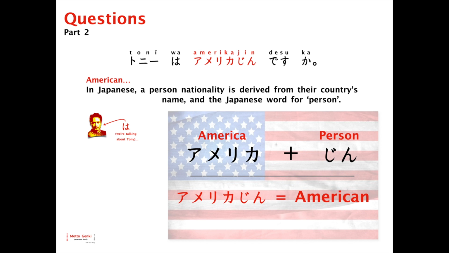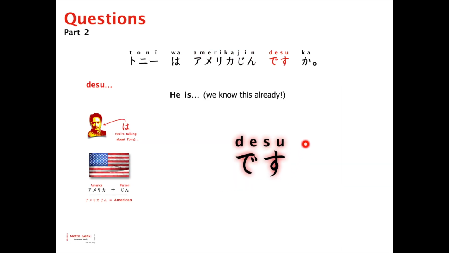In this one, we're saying that Tony is something to do with American, and we'll be using desu in a second. The desu, as we already know, identifies that this is something. So, Tony wa Amerikajin desu. Tony is American.